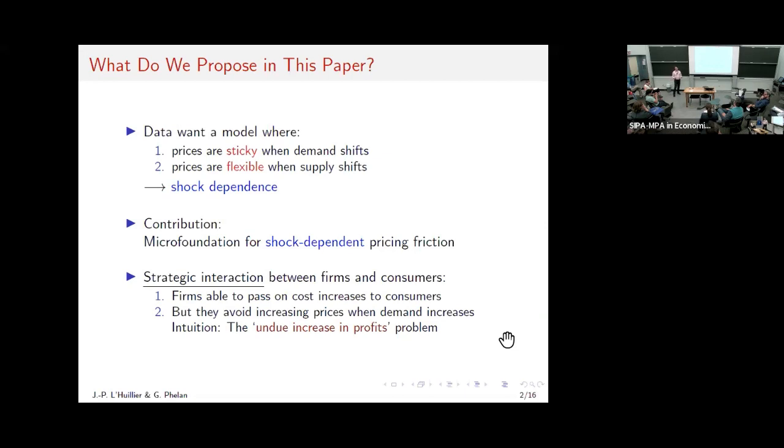And so the name of the game here, the contribution, is going to be to provide a micro foundation for shock-dependent price inflation. How we're going to do this is with a model that has rational actors, but the idea is that firms and consumers engage in a strategic interaction that is going to deliver two results. Number one, firms are going to be able to pass on cost increases to consumers, but at the same time, they're going to avoid increasing prices when demand increases. And the intuition for this is going to be the undue increase in profits problem.